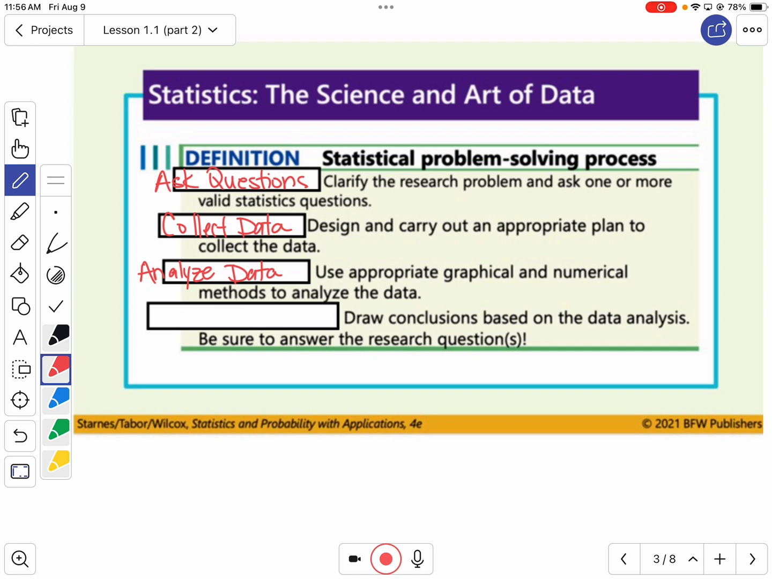Remember how we did percents and we counted our tally marks and all that kind of stuff. And then our last thing that we want to do is to interpret our results. We draw the right conclusion based on our data analysis.